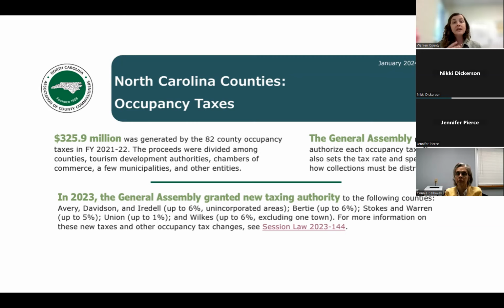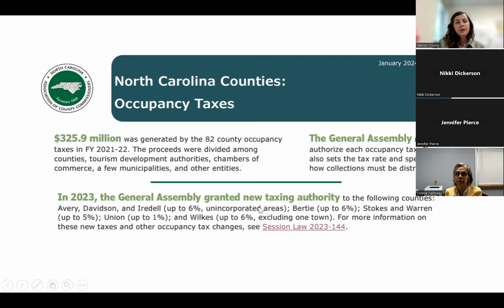What that means is Warren County is one of those. We are legislatively enabled as of last year to levy an occupancy tax, but we still have to pass it locally. So we are not currently collecting occupancy tax in Warren County. We're only legislatively enabled. 90 counties are, almost the entire state is doing this.